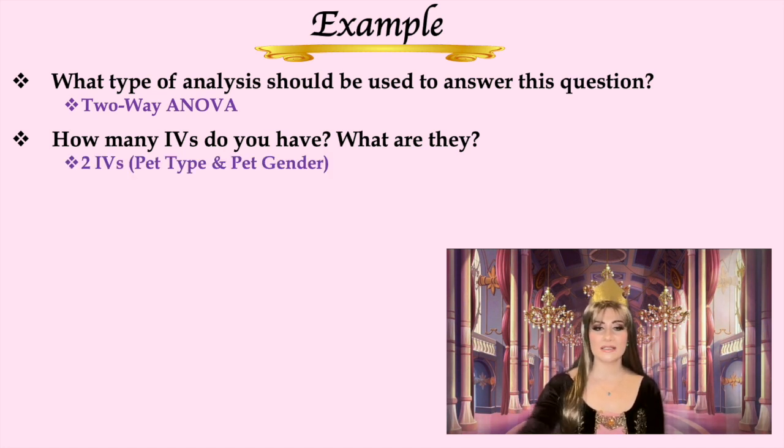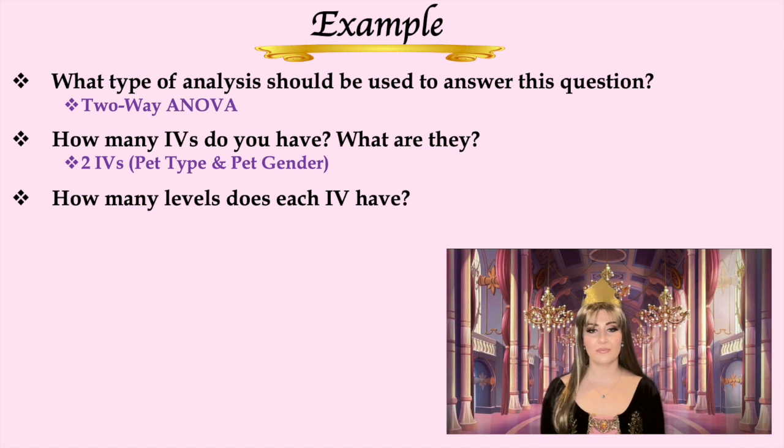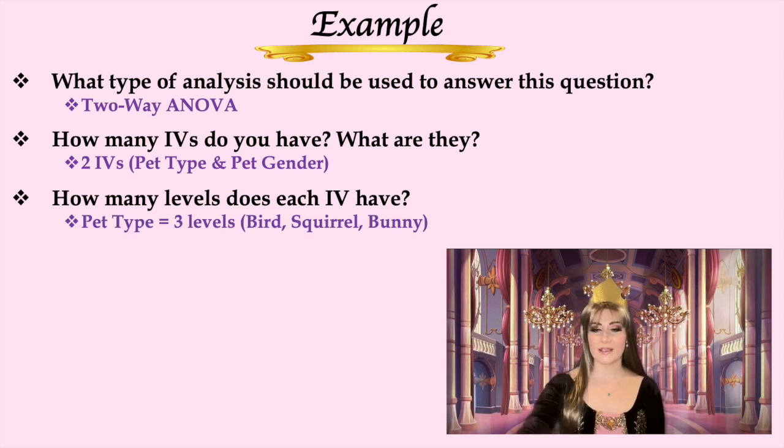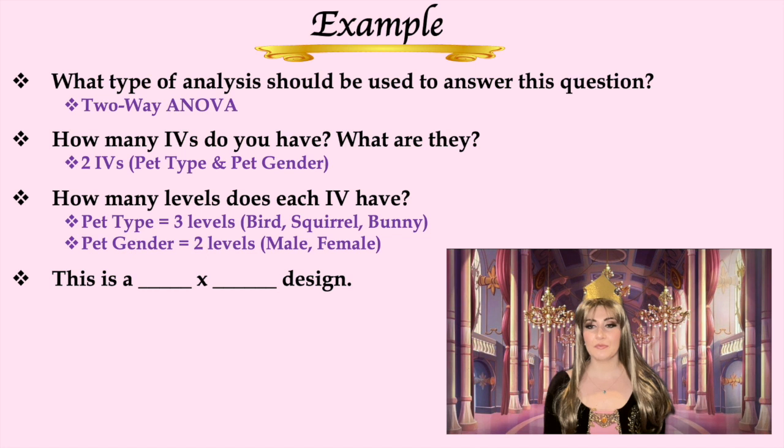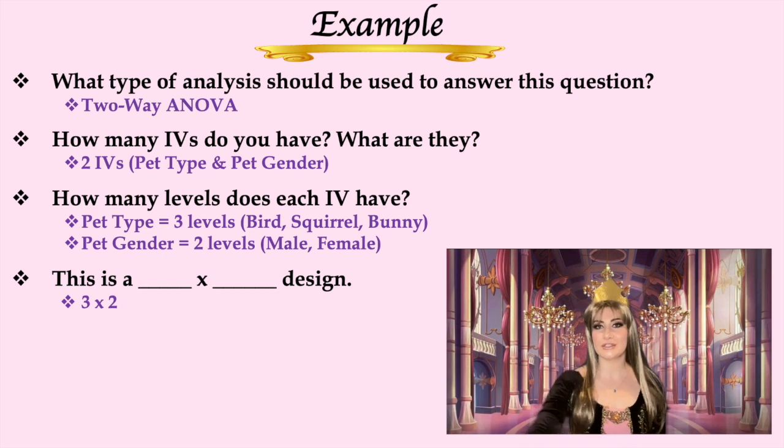The first one is pet type, and the second one is pet gender. So how many levels does each independent variable have? Well, I know that pet type has 3 levels. We have birds, squirrels, and bunnies. And pet gender is broken down into 2 levels as male pets and female pets. So if we want to fill in the levels of the factors into this equation, we would say that this is a 3 by 2 design. 3 levels of variable 1 go in the first line, and the 2 levels of variable 2 go in the second line. Because I have 3 levels of pet type and 2 levels of pet gender, this gives me a 3 by 2 factorial design, which means that I have 6 possible combinations of effects between IV1 and IV2.